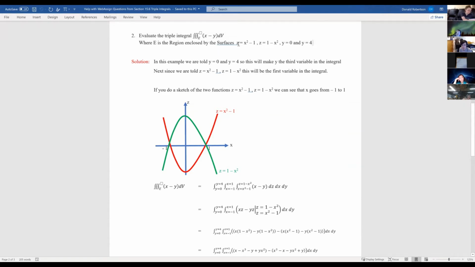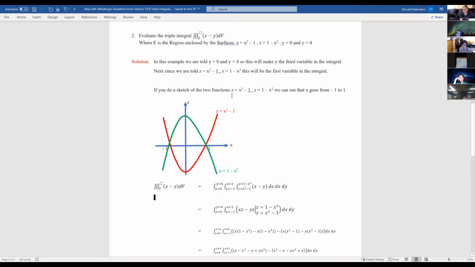The first thing that strikes me about this one is these two guys here. z equals x squared minus 1 and z equals 1 minus x squared. That kind of tells me that that's the first guy to do. Do you see how the z's go from here to here? dz. So I'm going to do z's first.